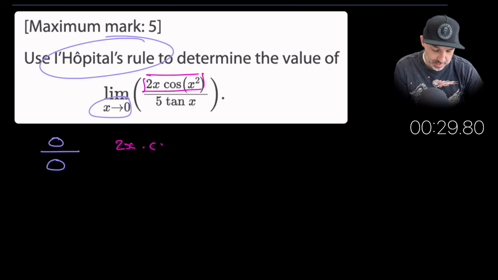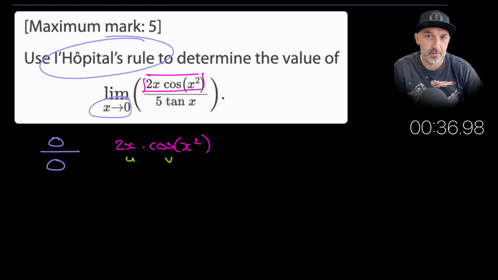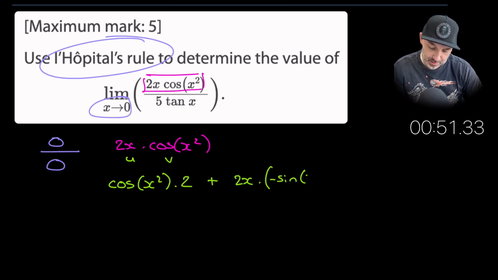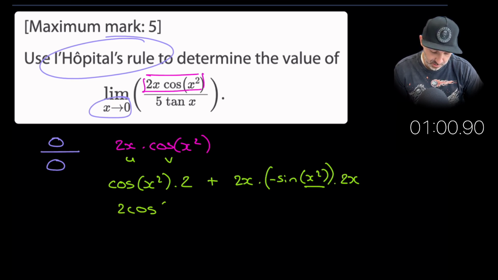So we have 2x cos x squared. And to differentiate this, we'd have to call this u and v. So it's actually a product rule question. So we've got v u. So we have cos x squared times the derivative of u, which is 2, plus u, which is 2x, times the derivative of v, which is negative sine x squared, times the derivative of the x squared here. So that's 2x.